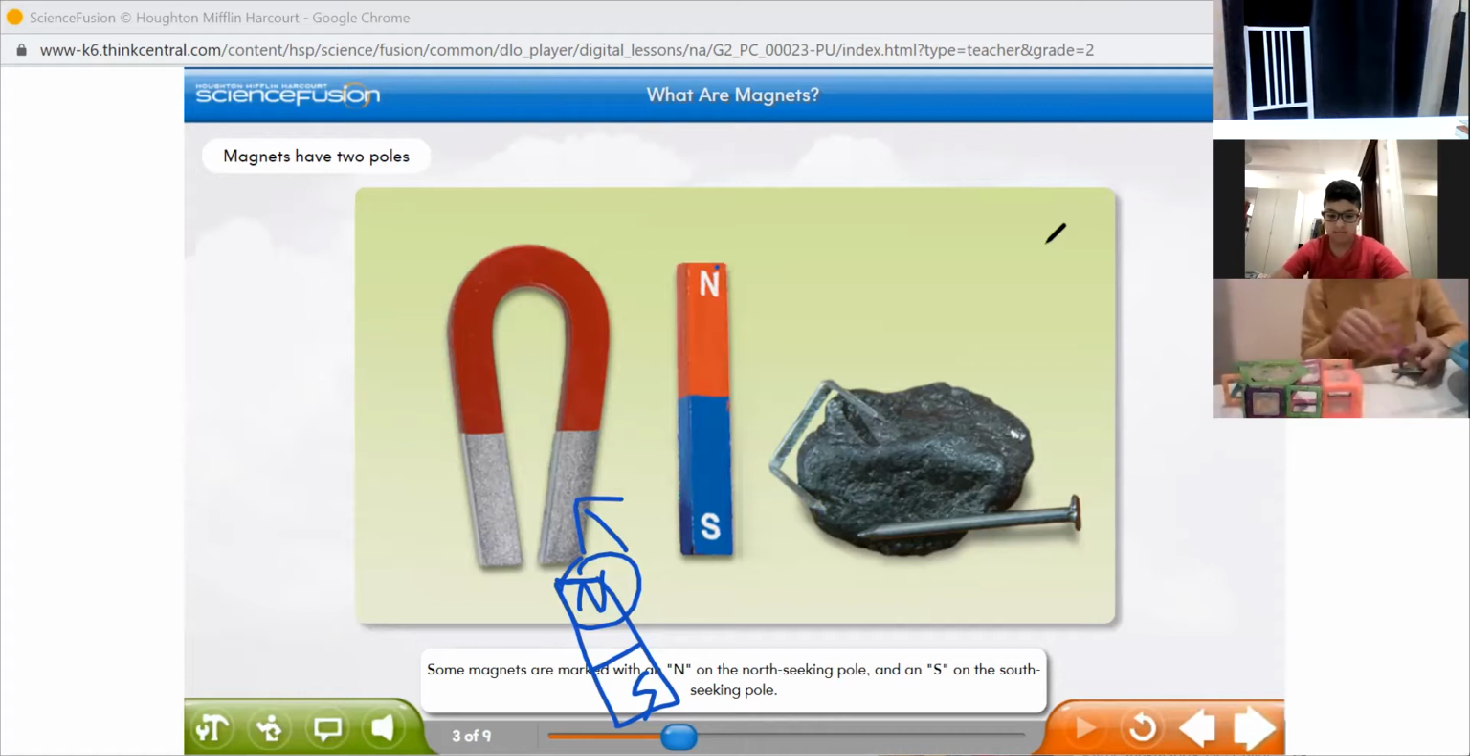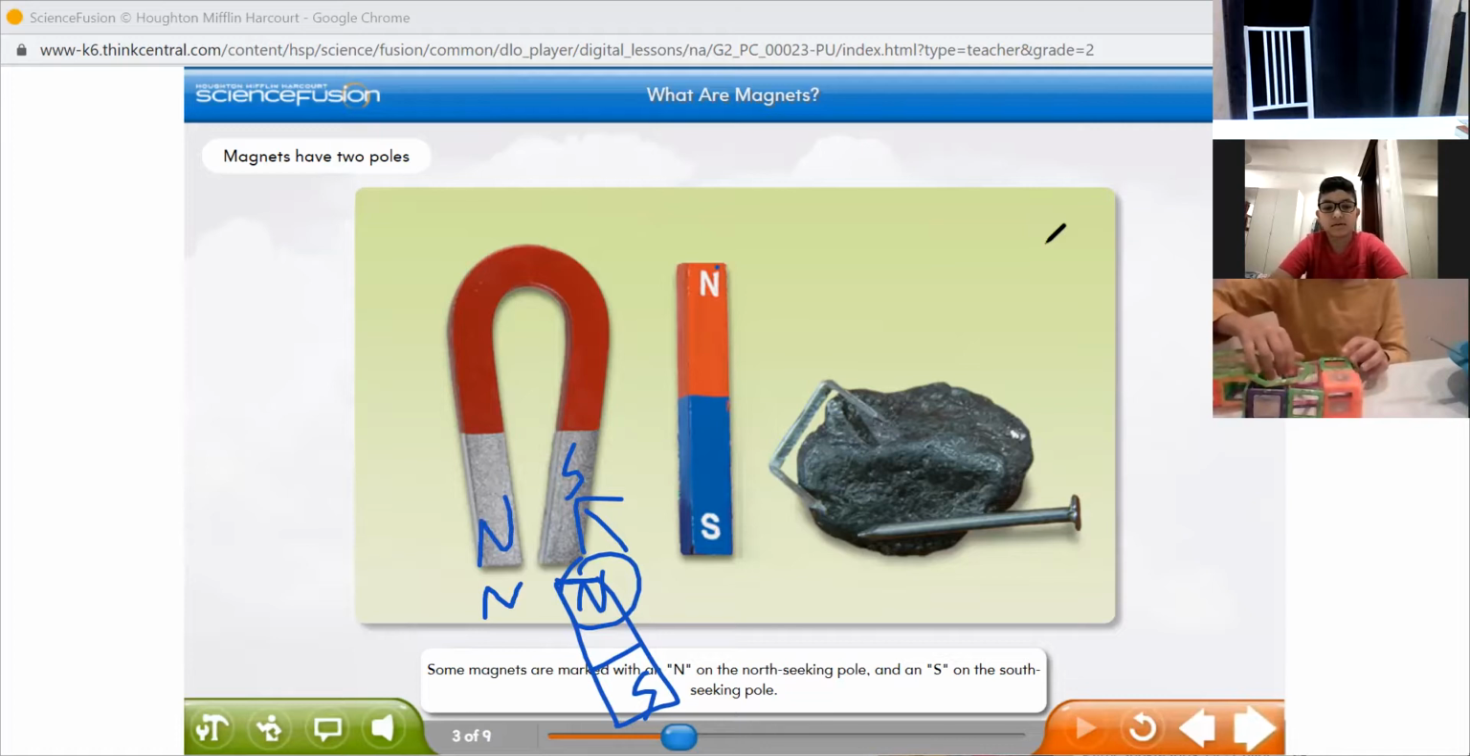Hi, Khalid, tell me now. If the North Pole sticks to this side, it must be what? South or north? South. Excellent. Why? Because if the N is close to the S, it will match. Excellent. If the S and the S, it does not match. They will repel. Please use the words attract and repel, okay?